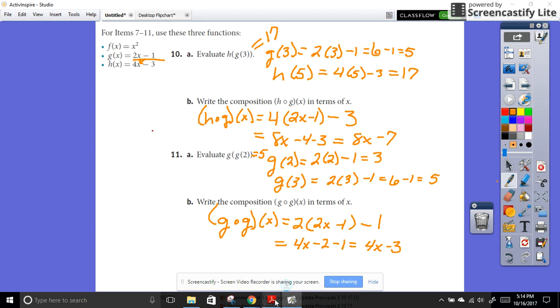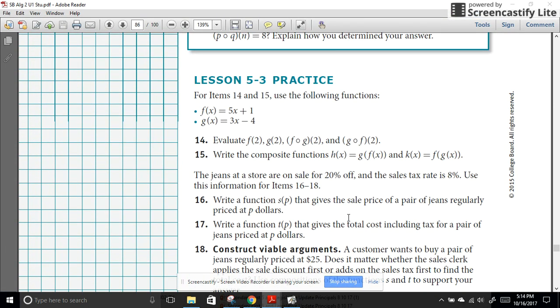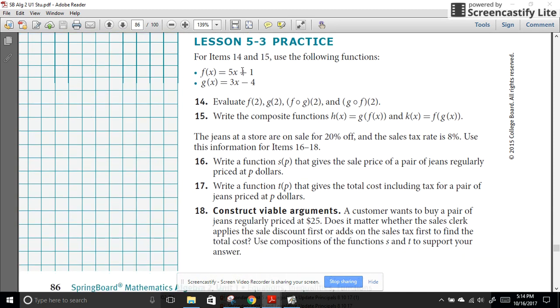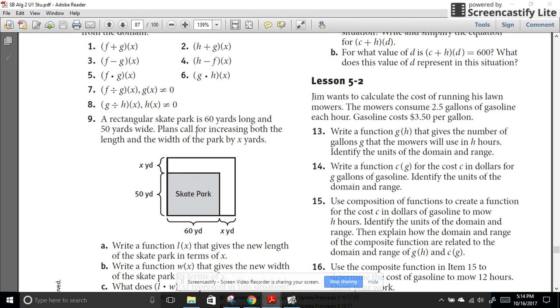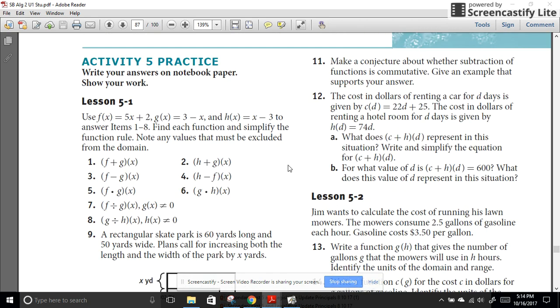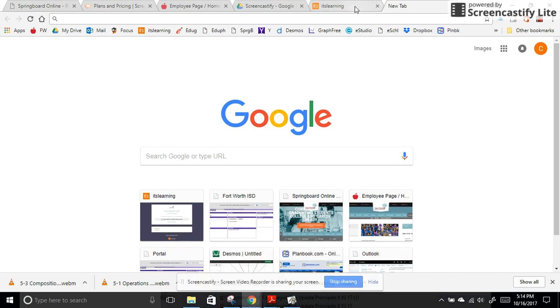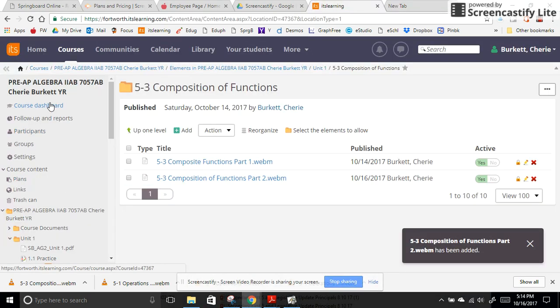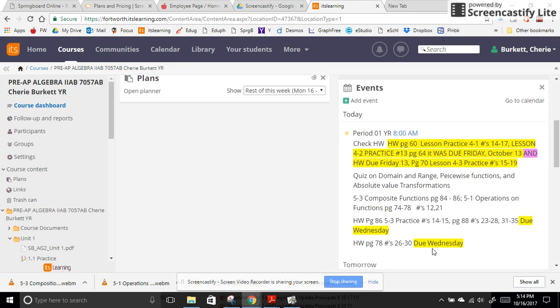Okay. Let's go back and see what else there is to do. Check your understanding. That's it. We're at the end now, so all you need to do is finish. I think I only assigned you 14 and 15, and then on this page right here, I assigned you some. So be sure you go back and look on It's Learning so you can see what the assignment was. Okay, the assignment is listed on It's Learning on the dashboard in the calendar.